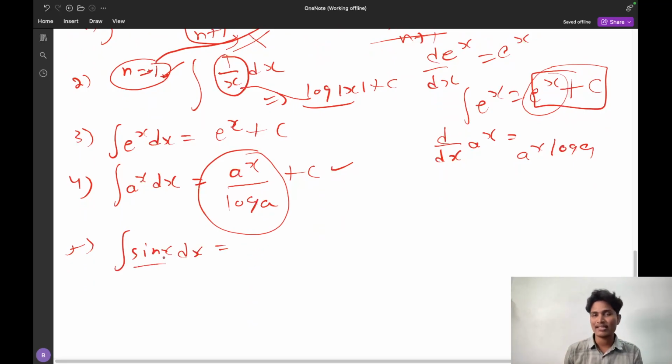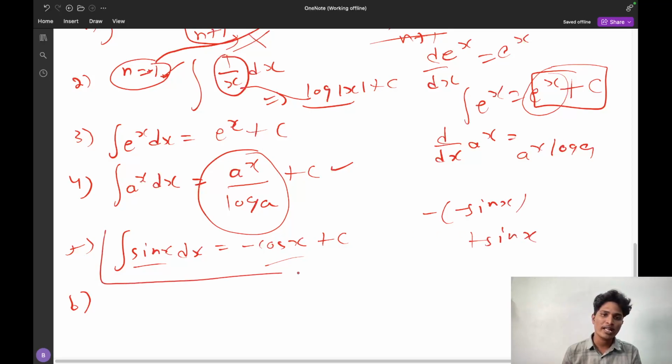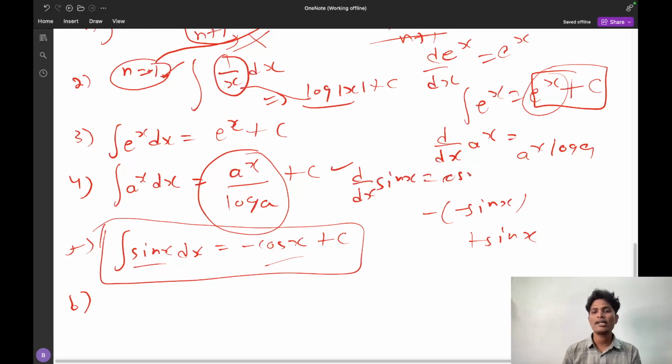For the integration of sin x, what value do I have to differentiate in order to get sin x? It is minus cos x plus c, because the differentiation of minus cos x is minus of minus sin x, so minus minus will get cancelled, and it will be plus sin x. So like this you have to think. The differentiation d by dx of sin x is cos x, but d by dx of cos x is minus sin x. So in order to get sin x, I have to multiply both sides by minus. So minus cos x is the answer.